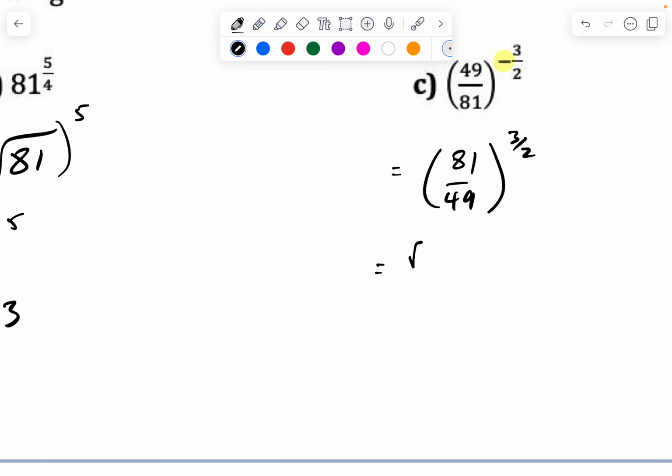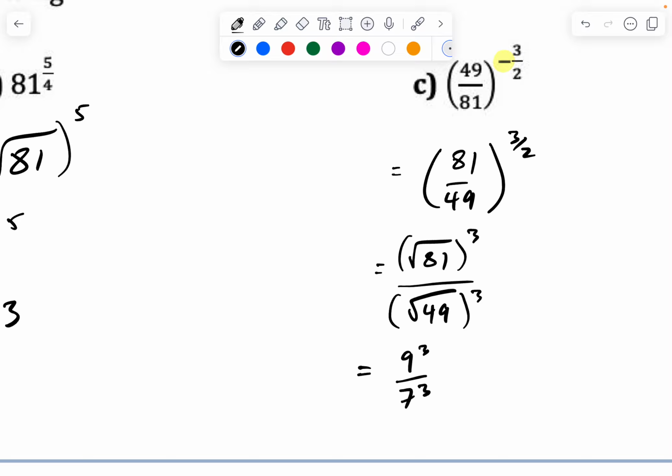And so this is going to be the square root of 81 cubed over the square root of 49 cubed. So the square root of 81 is 9 cubed. Square root of 49 is 7 cubed. And that gives me the answer. 729 over 7 cubed is 343. And that's it.